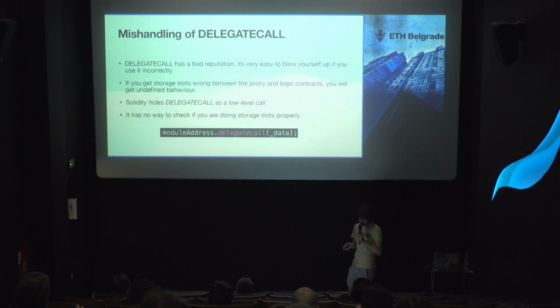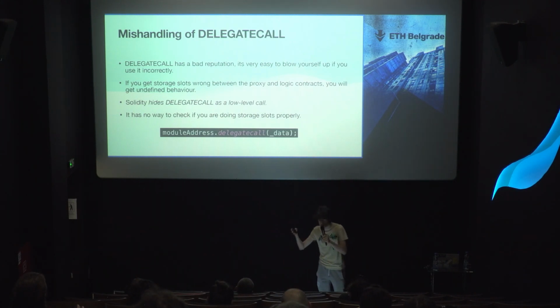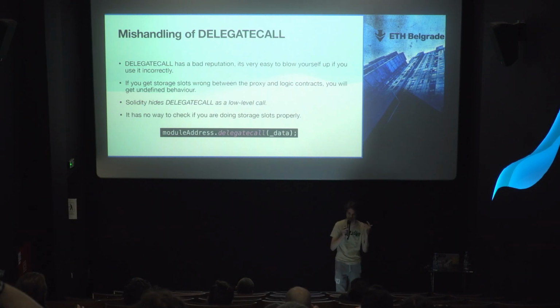So it has a really bad reputation because it's very easy to blow yourself up if you use it incorrectly. If you get storage slots wrong between the proxy and logic contracts, it's very easy to get undefined behavior. Because of this, Solidity has it as a low-level call, and there's no way to check if you are doing storage layouts properly. At Rainshower, we deal with a lot of proxies and we delegate call into large business logic contracts. This is something I would really like to see fixed or improved, as it's very hard to keep track of all these things.